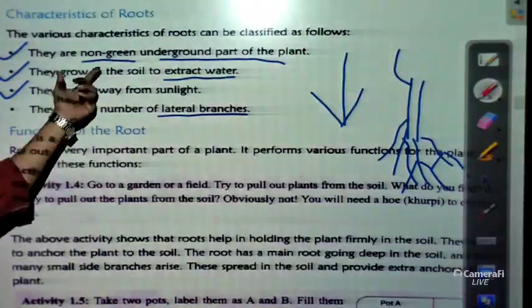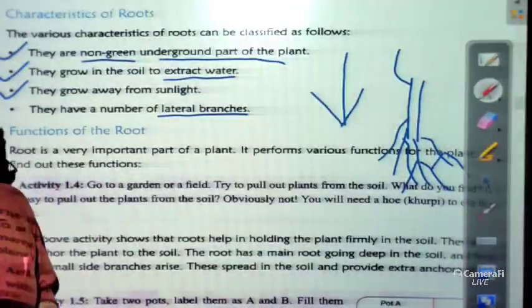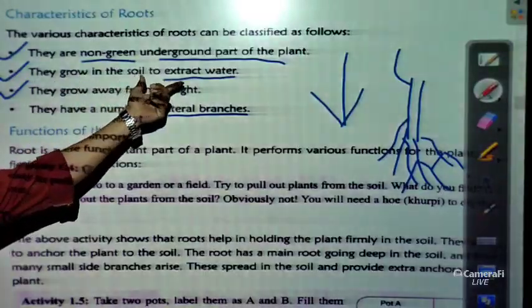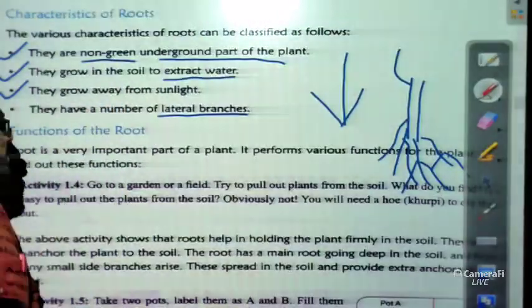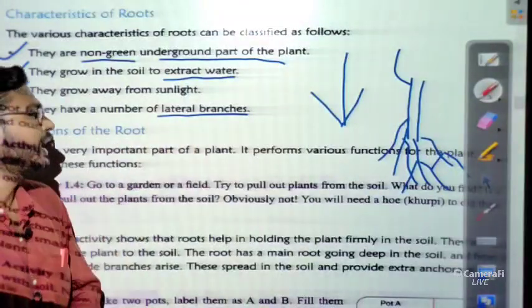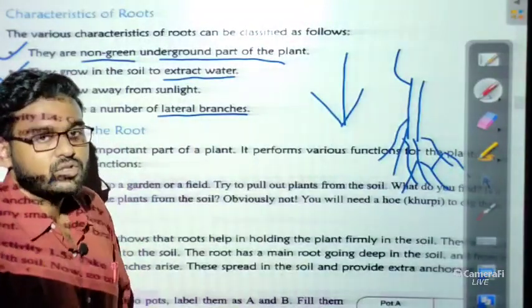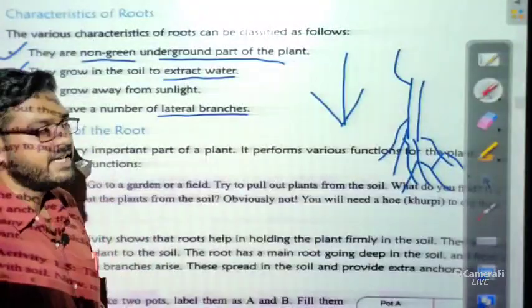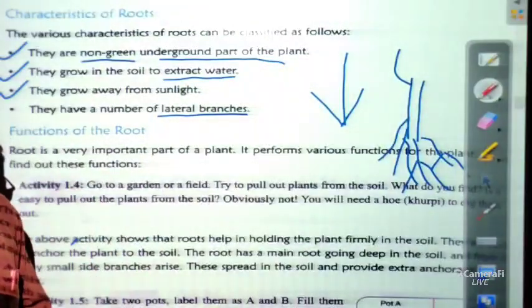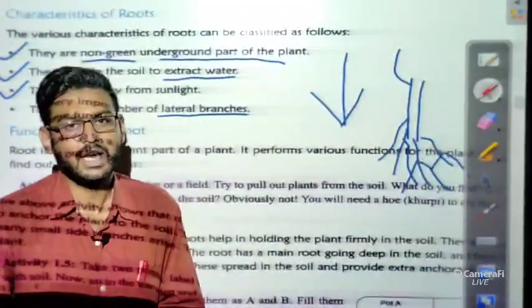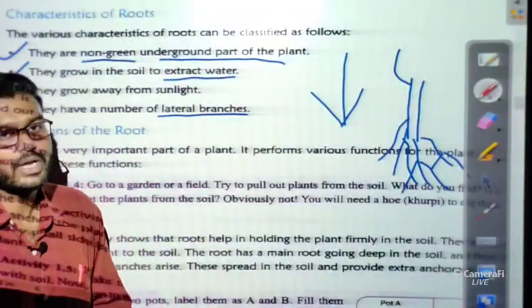So what are the characteristics? They are the non-green and underground part of the plant. They grow in the soil to extract water. They grow away from the sunlight and they have a number of lateral branches. I hope, students, up to this it is clear. Now the functions of root is a lengthy topic, so we will discuss it in our next video lecture. Okay, thank you all.